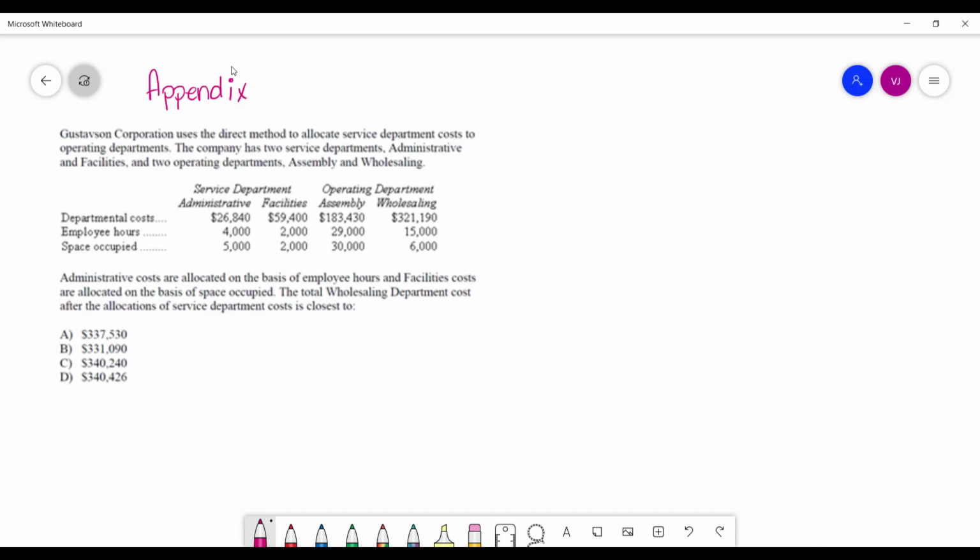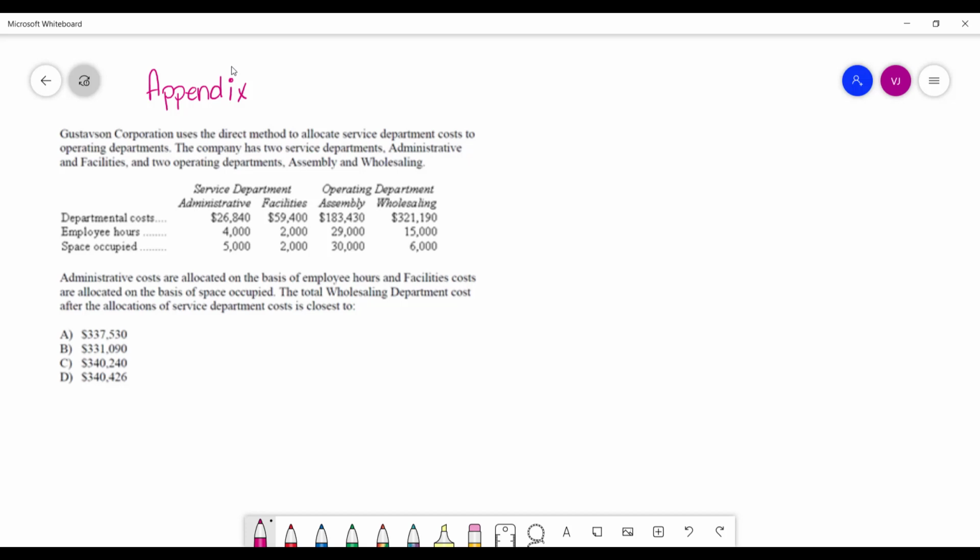The direct method is the shorter method. Here we have the two service departments, administrative and facilities. So far, there's an administrative cost of $26,840. The administrative department doesn't generate revenue. It's a service department, so we have to put that cost somewhere. We're going to throw that cost over into the operating departments, proportionately between assembly and wholesaling, based on what the allocation base is.